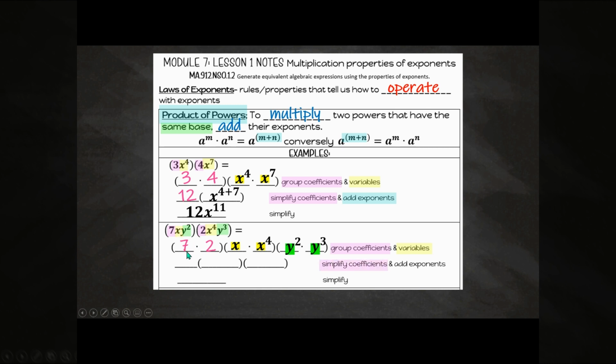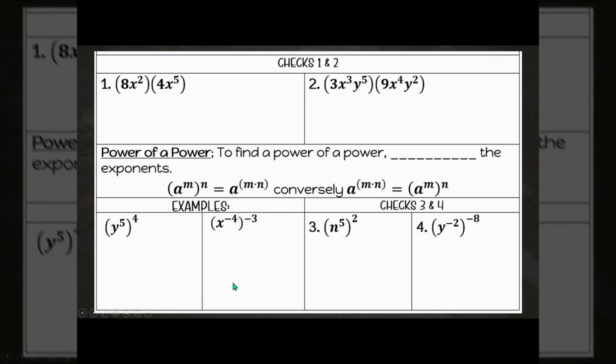Now we're going to simplify the coefficients. 7 times 2, well, that's just 14. X times x to the 4th, this is where a lot of students get confused because we have to remember that x is actually brought to the power of 1. So 1 plus 4 is 5. And then we have y to the power of 2 plus 3, which is also 5. So our simplified answer here is 14 times x to the power of 5 times y to the power of 5. All right. So you will do checks 1 and 2 on your own. They are an assignment in my Canvas. So go ahead and try those, see if you have them correct.